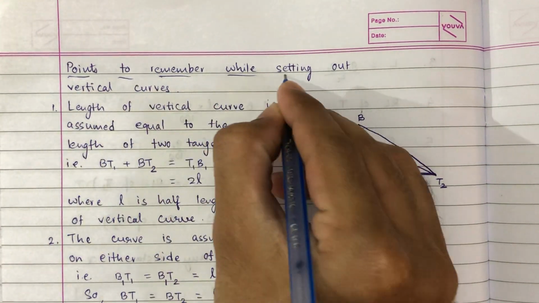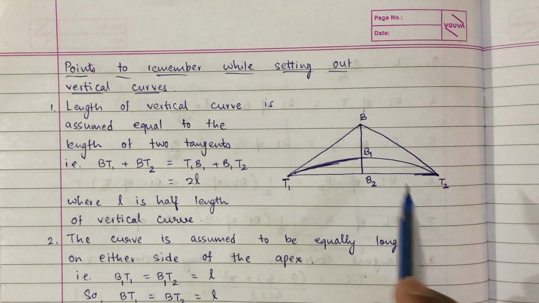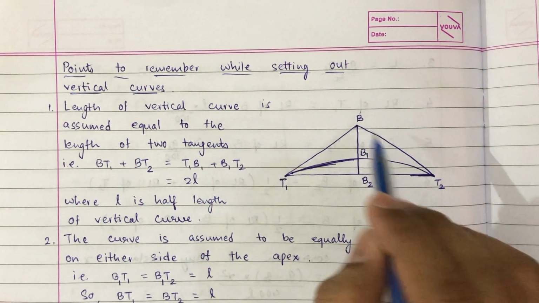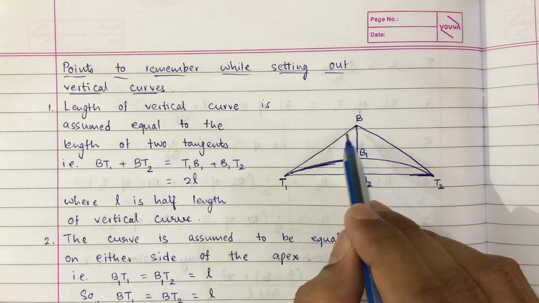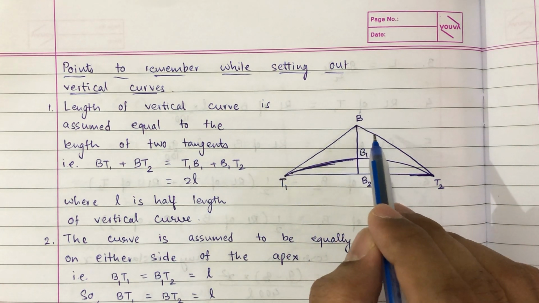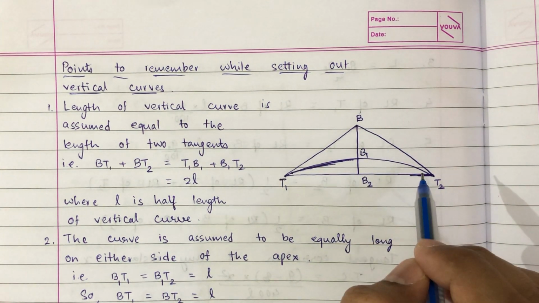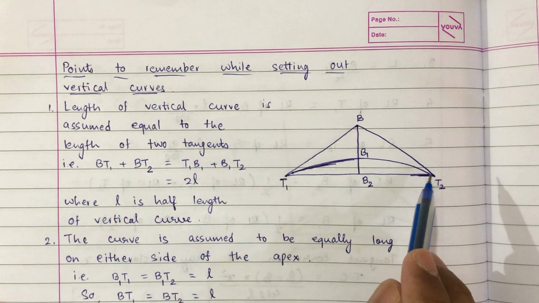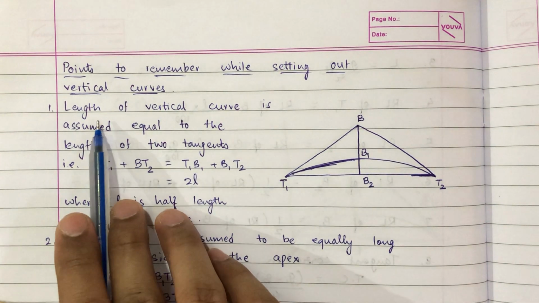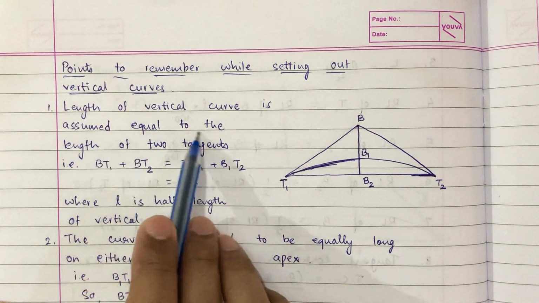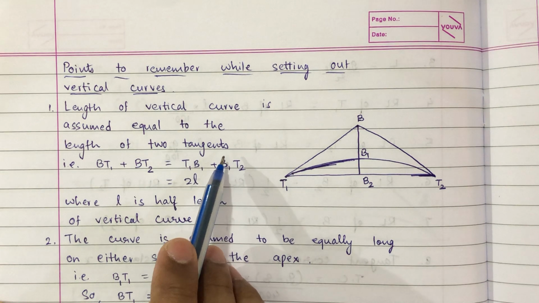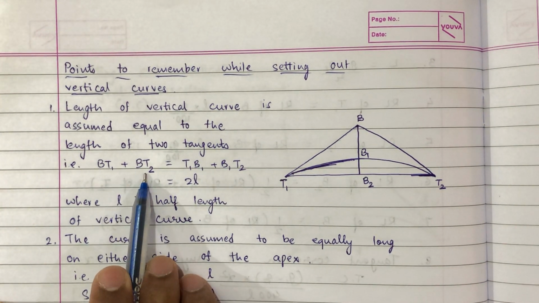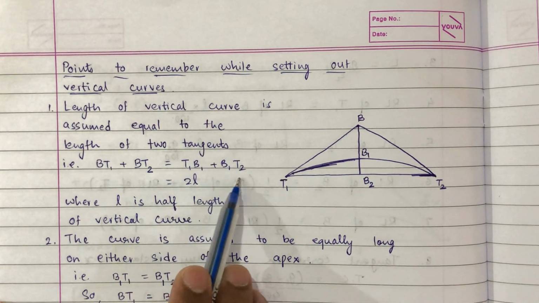The first point is that if this is the vertical curve and these are the gradients of the curve. As this is rising up, this is an upgrade. As this is going down, this is a downgrade. And this is the vertical curve in between them. So it is assumed that the length of vertical curve is equal to the length of two tangents. This means that BT1 plus BT2 is equal to T1B1 plus B1T2.